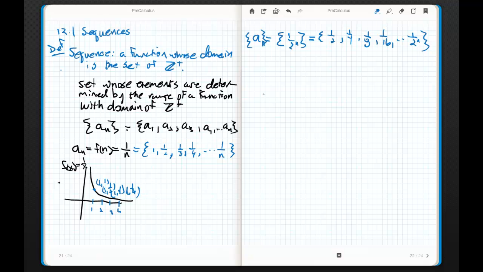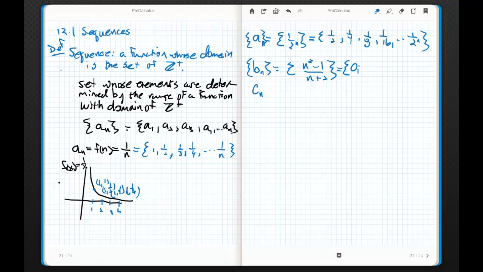Typically, we use lowercase letters to denote sequences, and we use them in series, which is the sum of all these terms. So you could see a b sub n, or you could see a c sub n. Let's say that b sub n is equal to the set of, I don't know, n squared minus 1 over n plus 2. What would that look like? Again, plug 1 in. What's my first term? It's 0. So the first element in the box is 0.